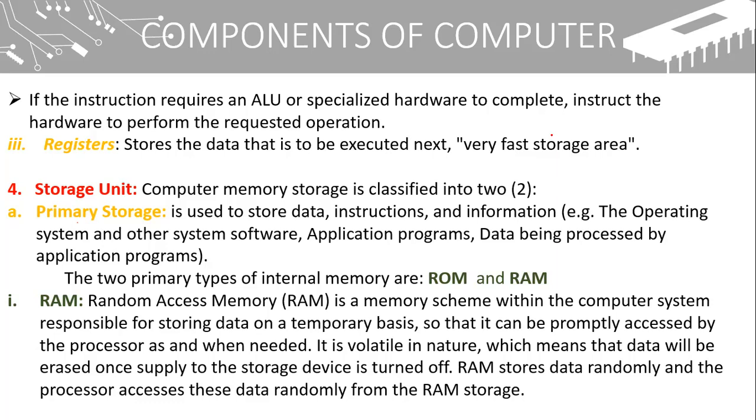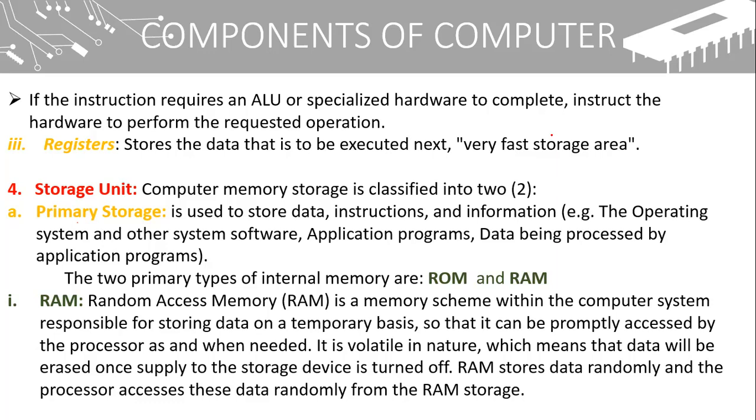Now we have what you know as the storage unit. The computer memory storage is classified into two. We have what is known as the primary storage, and we have what is known as the secondary storage. So this is very important. All of you that used to ask what is hard disk, what is RAM, when you want to buy a computer, what is the space of the RAM. So it's very important to you.